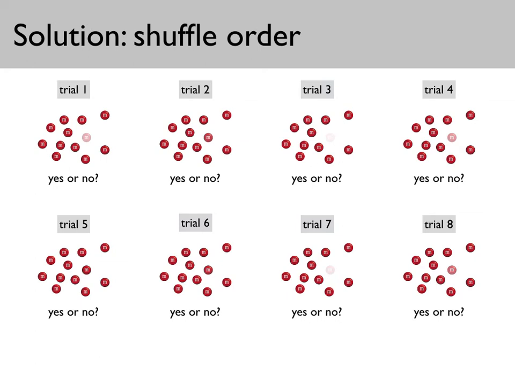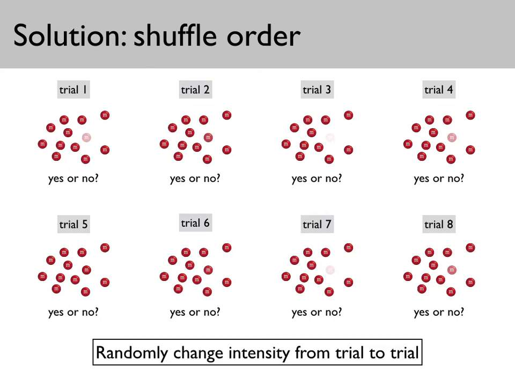There is, however, a way to get around this. Instead of gradually increasing or decreasing the intensity from trial to trial, we simply change the intensity randomly from trial to trial. Now a subject cannot make an expectation of what the next trial will be like. This method is called the method of constant stimuli.